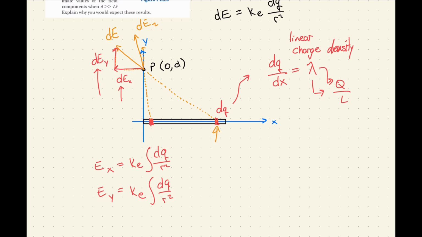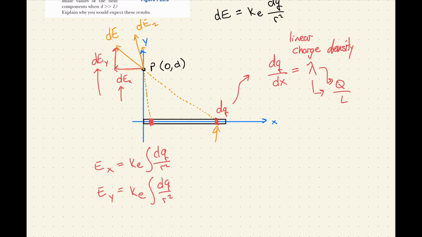The only thing that's missing is this is the equation for the total electric field. Here we're looking for the x component, and this also is the equation for the total electric field. Here we're looking for the y component. So we want to break down these equations somehow, and here's how we're going to do it.